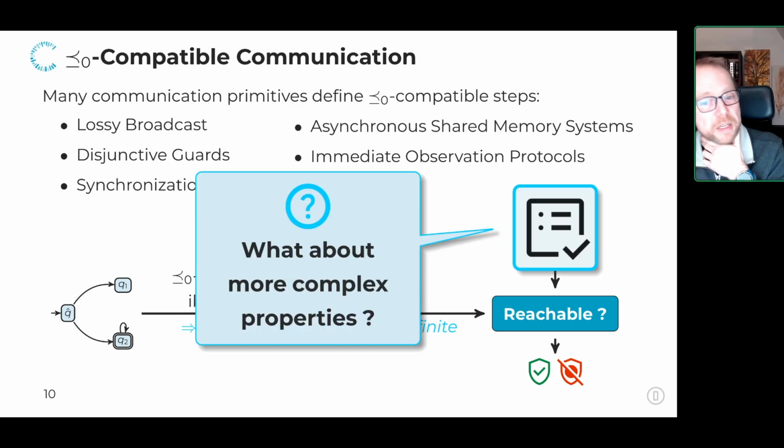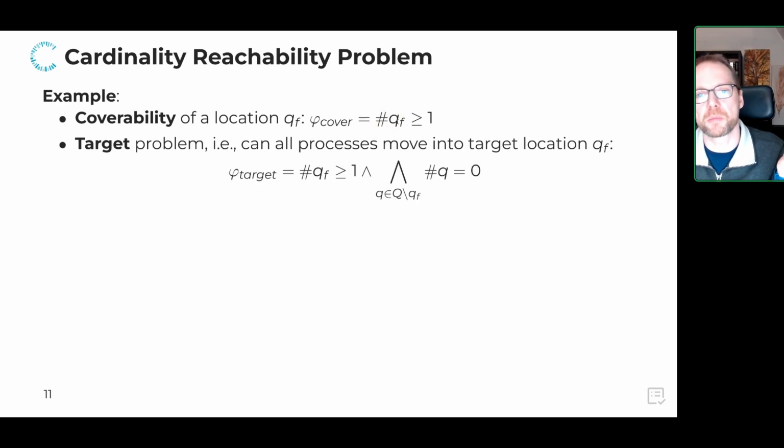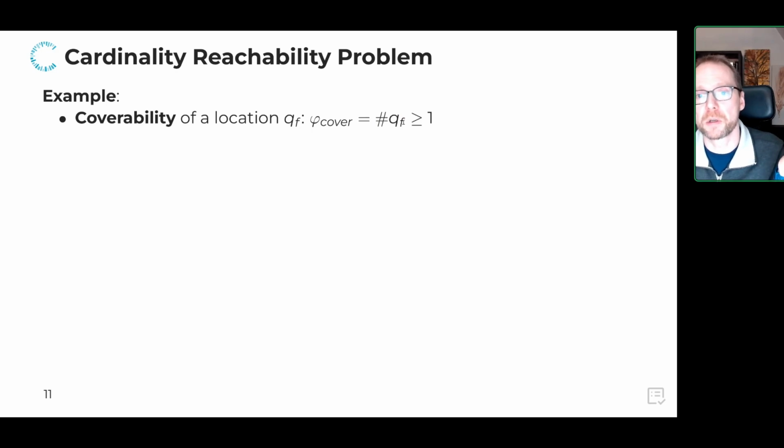But I said in the beginning, in model checking we might be interested in more complex properties, so we can also cover that. An example is coverability of a relation. We just might want to say, well, the number of processes in some state QF that we're interested in should be greater or equal to 1. Can we reach a state where this holds?